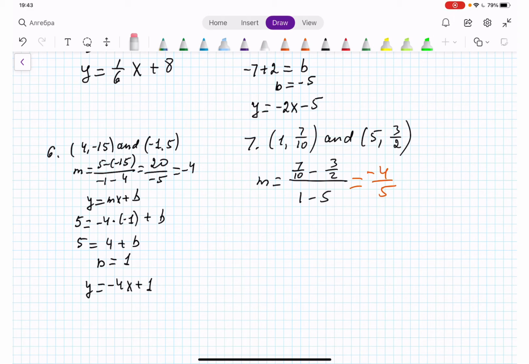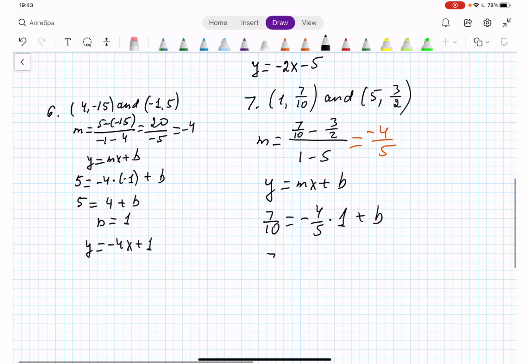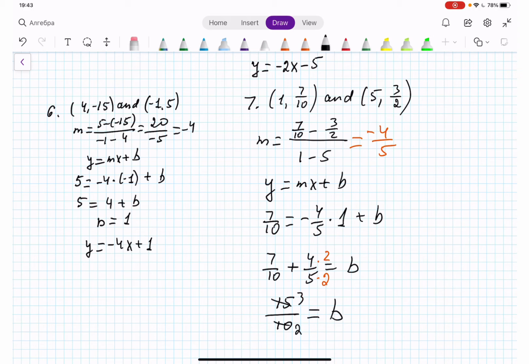Next, we need to find the slope and the intercept. So for y is equal to mx plus b, I am taking which one? Let's take the first one. Y is 7 over 10, equal to negative 4 over 5 times x, which is 1, and plus b. So from here, 7 over 10 plus 4 over 5 is equal to b. Bringing to a common denominator, we are getting 7 plus 8, 15 over 10, reduced by 5 is 3, by 5 is 2, equal to b.